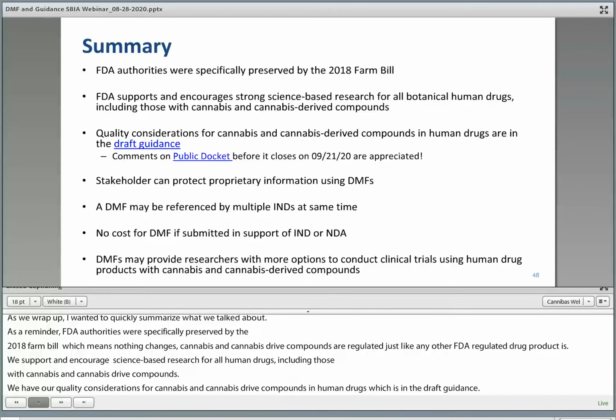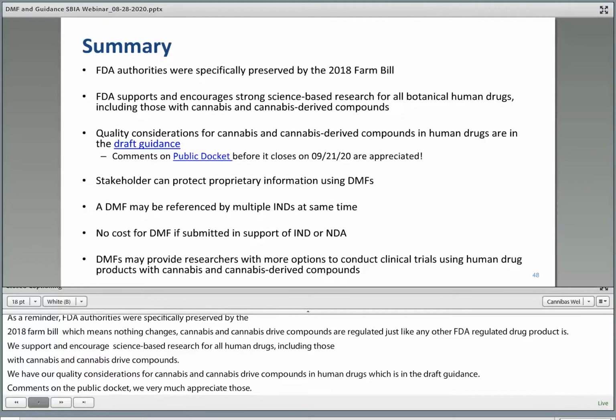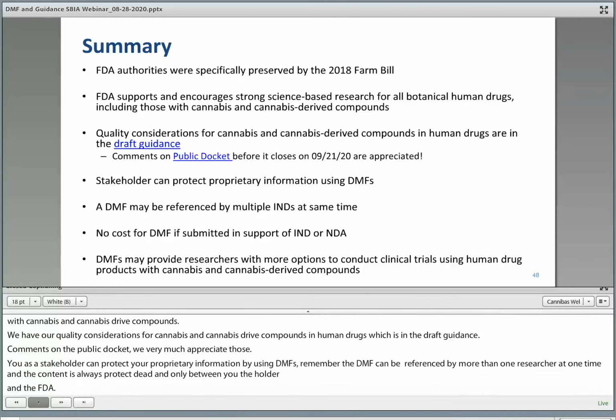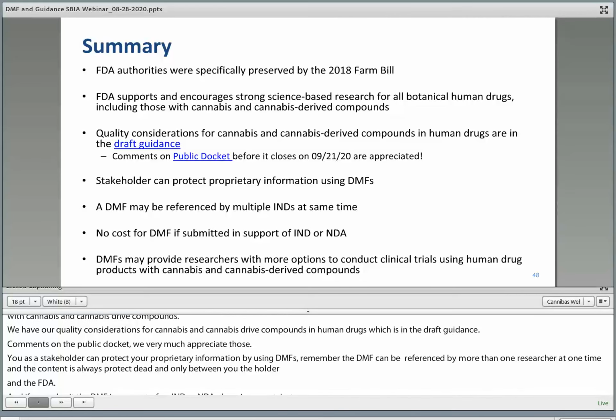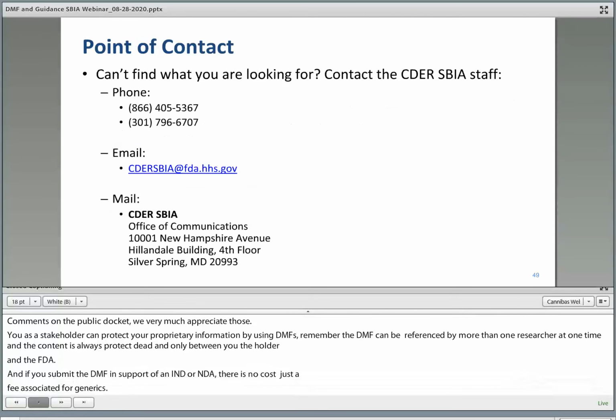You as a stakeholder can protect your proprietary information by using the DMF. Remember that the DMF can be referenced by more than one researcher at one time, and your content is always protected. It's just between you, the DMF holder, and the FDA. And if you submit the DMF in support of an IND or NDA, there is no cost. There's just that fee associated for generics. And then DMFs also might provide researchers with more options to conduct those clinical trials using human drug products with cannabis and cannabis-derived compounds.